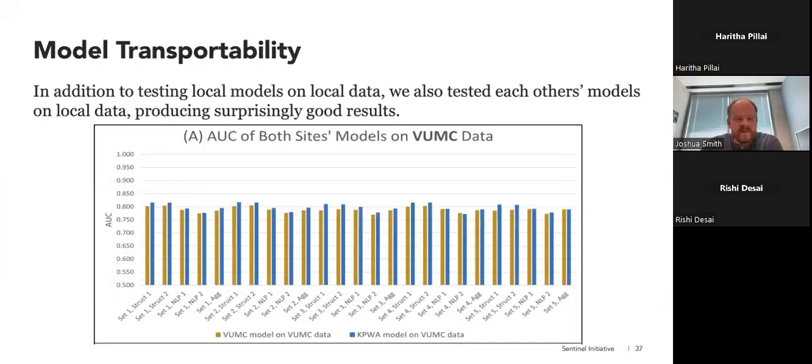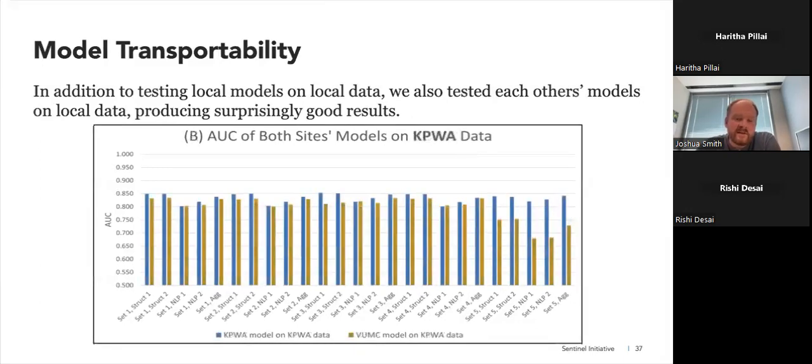Model transportability was another question we had. So in addition to testing local models on local data, we also tested each other's models on our own local data. So VUMC shared their model with KP Washington, who ran it on their data, and vice versa. And it produced surprisingly good results. So as you see here, VUMC models on VUMC data are in orange, and the KP Washington models actually perform better on our data than our own locally trained models. Only a little bit, might not be significant, but the performance is very good, showing that it's transportable.